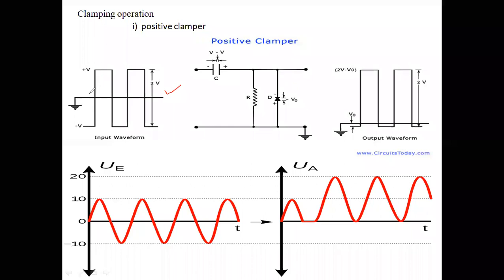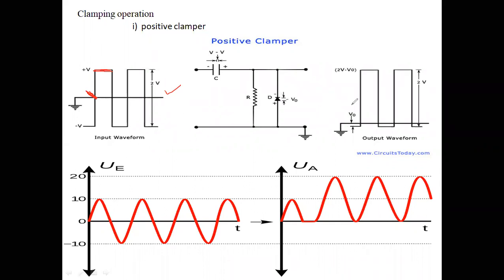Here also I will start from 0 onwards. Here the input voltage is plus V. At 0 instant, suppose this is 0 instant, your input voltage is at plus V volts. If you apply the plus V, diode will be in reverse bias. Once the diode is in reverse bias, we may get the output.